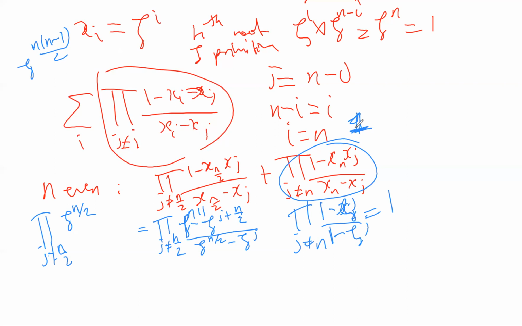Okay, so we already have that when n is odd, the other part's 0. The other part doesn't exist when it's odd. We just show that when it's even, that part is equal to negative 1.